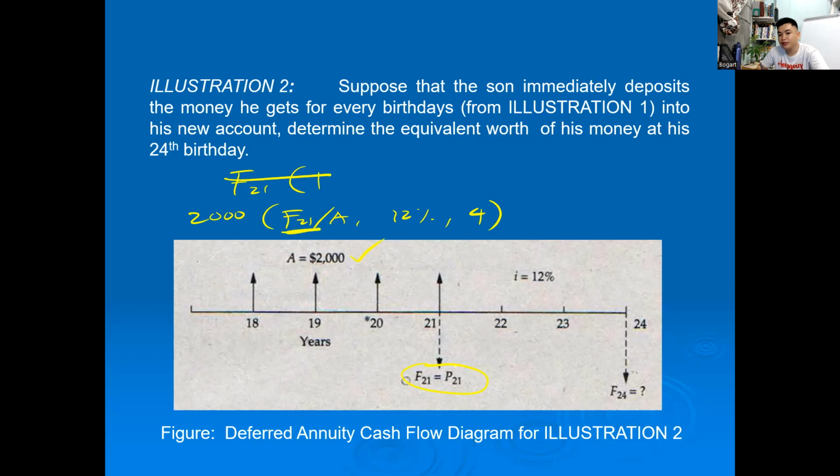Now si F21, equivalent din siya ng P21. Eh may ipon na yon, di ba? May interest pa yon in the next 1, 2, 3 years. So this will be P21 or finding F24 given P21, which is also F21 for the next 3 years at 12% interest. Si ano to? P21. Okay. F24 yun. Ngayon, kuha mo na si F24.